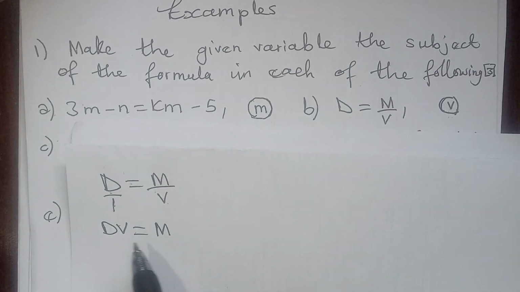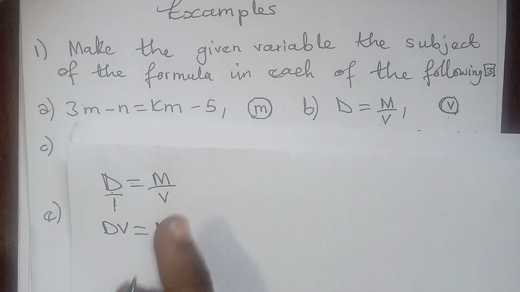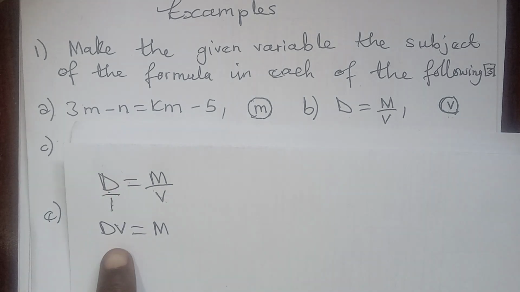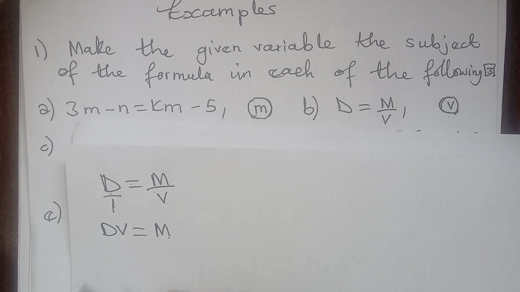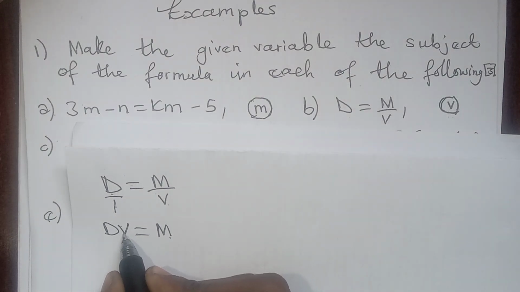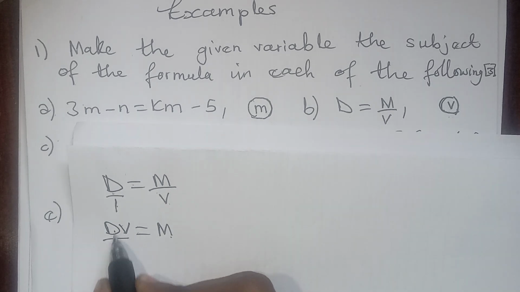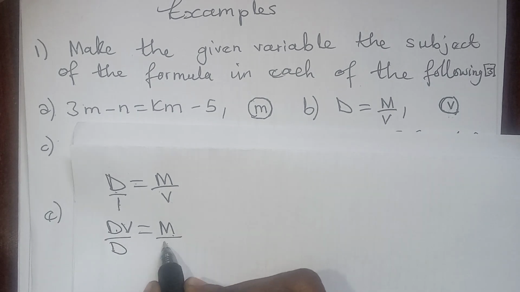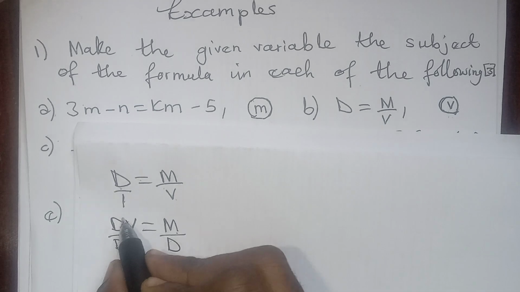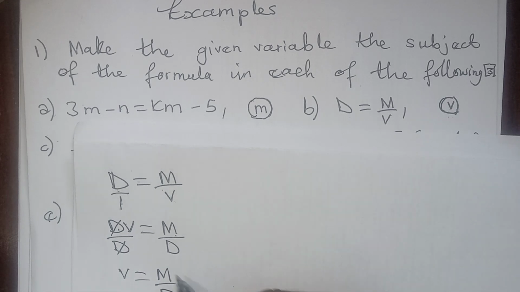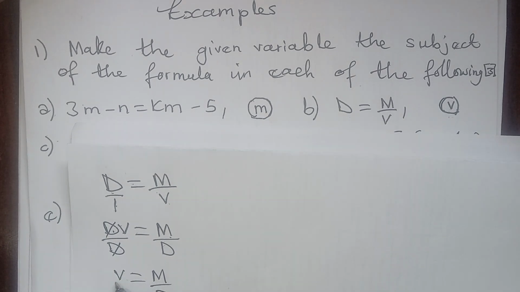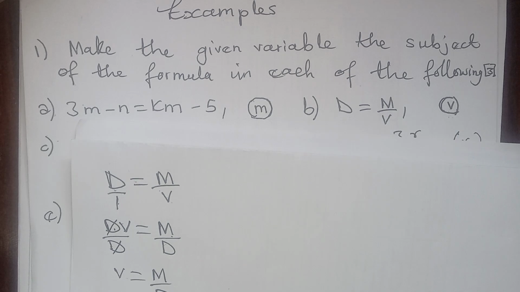So in this case, in the first case, D was the subject of the formula. In the second case, M is the subject of the formula. And then this time around, we want to make V the subject of the formula. So I have to get rid of this D by dividing both sides by D. So this and that will go. Then you remain with V, so that V is equal to M over D. So that means V is the subject of the formula.